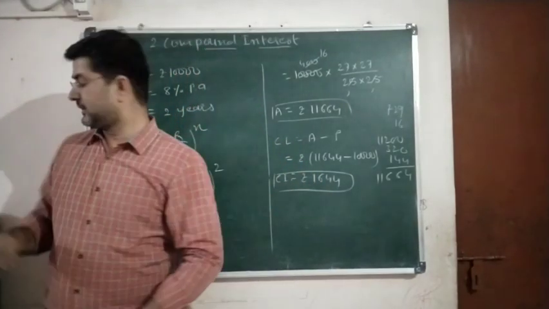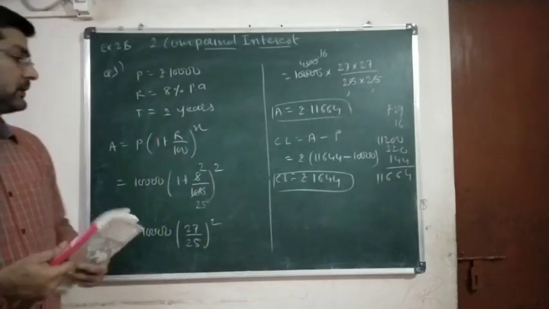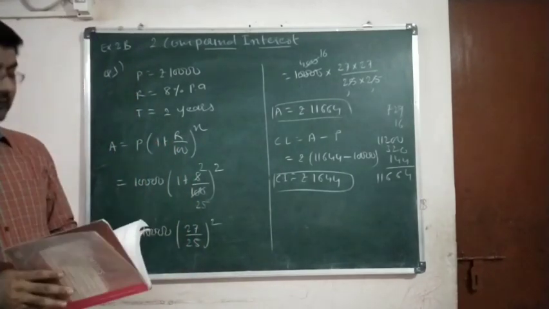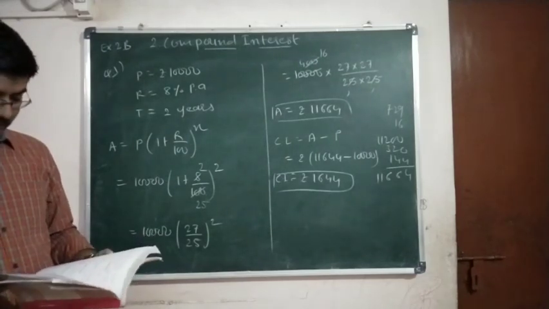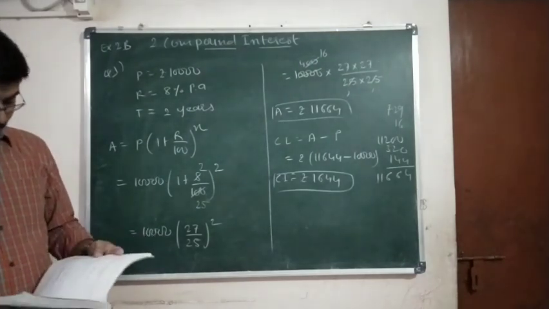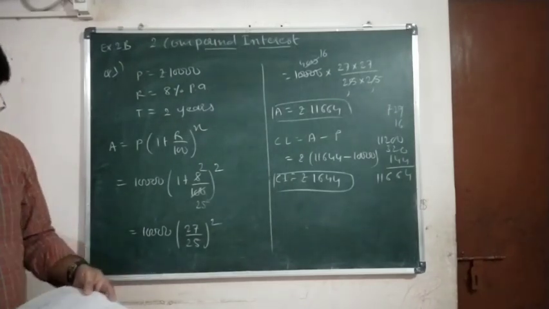So amount is rupees 11,664 and the compound interest is 1,664. So this was the first question of exercise 2B. Now let us solve the second question.